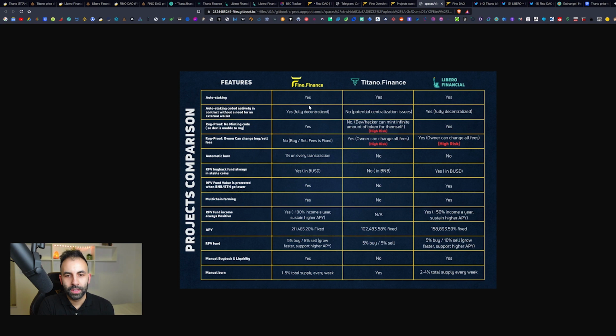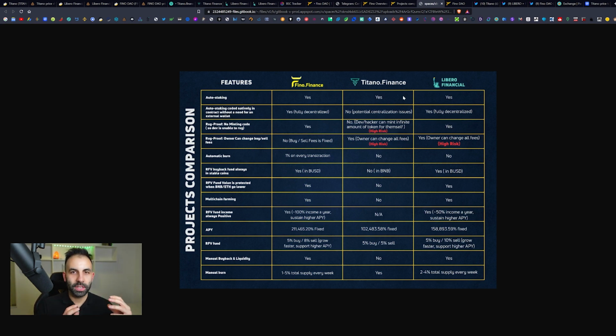So auto staking, they all have auto staking. Auto staking coded natively into the contract without the need for an external wallet. Titano Finance has potential centralization issues, so it doesn't have that. It's not doing it automatically. It is a team that is controlling that. You don't want that, right, guys?